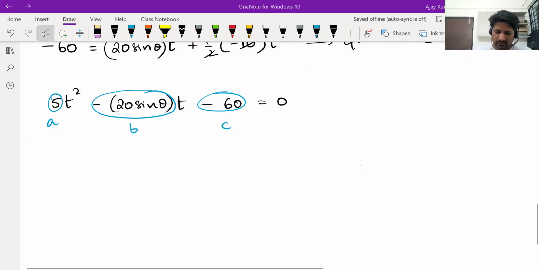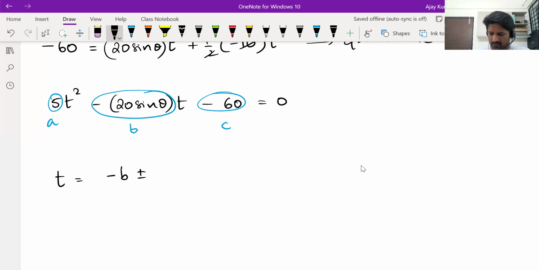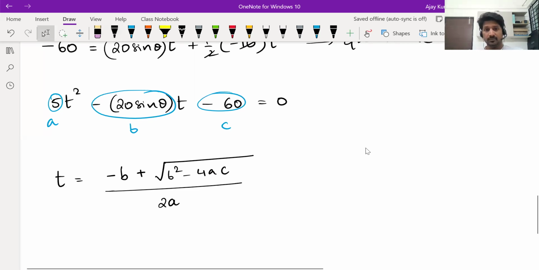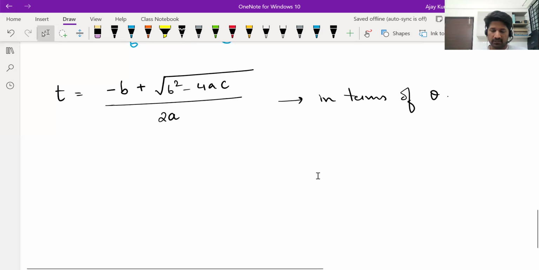Now you can write the roots of this equation. t will be minus b plus or minus under root b square minus 4ac, whole divided by 2a. And you won't take minus because time taken for something to happen cannot be negative. You will take the positive root only. So I'll write plus here. But since b is in terms of theta, this will be in terms of theta. Let it be. Now what we want is the theta for which range is going to be maximum.